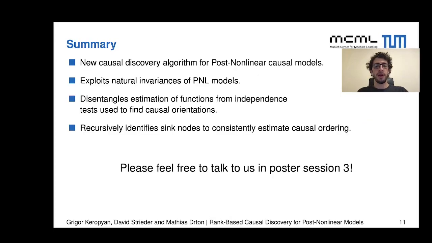To conclude and summarize, we introduced a new structure learning algorithm for the flexible and identifiable model class of post-nonlinear models. Our method is based on ranks and thus avoids the overfitting problems of existing methods. By disentangling the learning and testing part of the recursive sink node identification, we show that our method consistently estimates a valid causal order under identifiability conditions, and simulation results validate this with good performance even in low sample sizes.